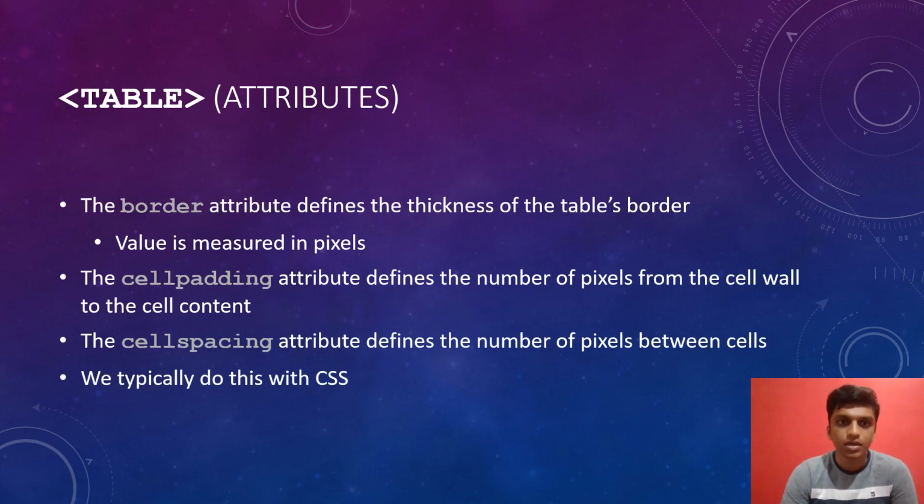Table attributes. The border attribute defines the thickness of the table's border. Value is measured in pixels. The cellpadding attribute defines the number of pixels from the cell wall to the cell content. The cellspacing attribute defines the number of pixels between cells. We typically do not do this in CSS.